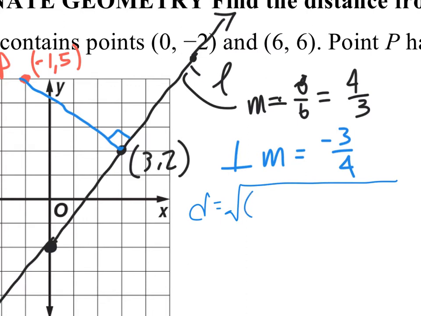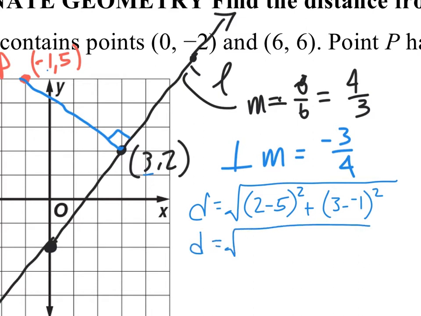But I'm going to go ahead and come in here and say 2 minus 5, just using the distance formula, plus 3 minus negative 1. So 3 minus negative 1, and square that. So our distance then is equal to the square root of, this gives me negative 3 squared, plus 3 minus negative 1 is really 3 plus 1, so that's 4 squared.